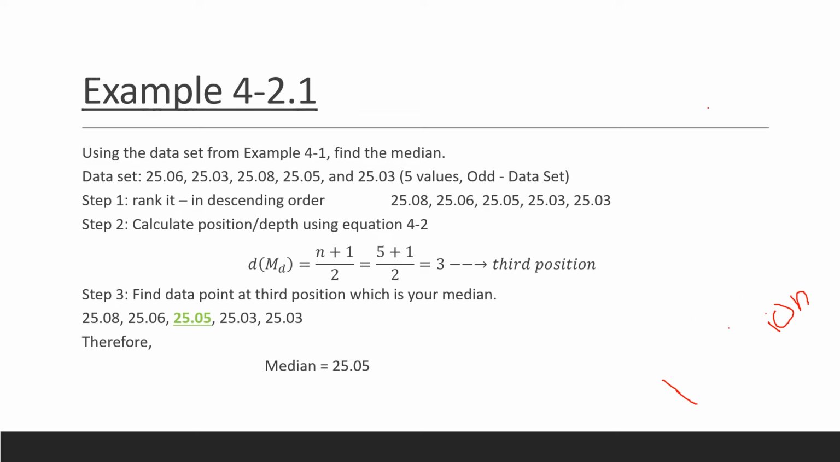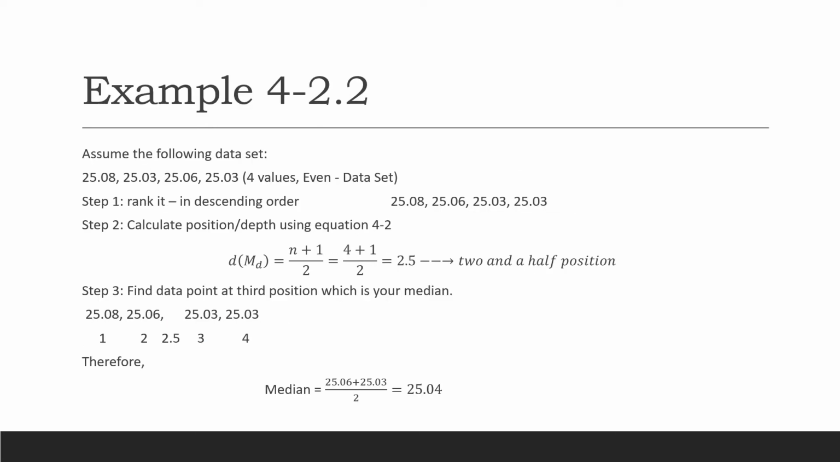Alright, I'm going to go ahead and erase this. So we're going to the next one. Second example. We have 4 values. It is an even data set; 5 is an odd data set. Even data set. So we're going to line them up. Descending or ascending doesn't really matter, because the position doesn't change. We're going to get the position by using the formula: 4 plus 1 divided by 2 will give you 2.5 position. So the first, second, and a half position, there's no value at that position.